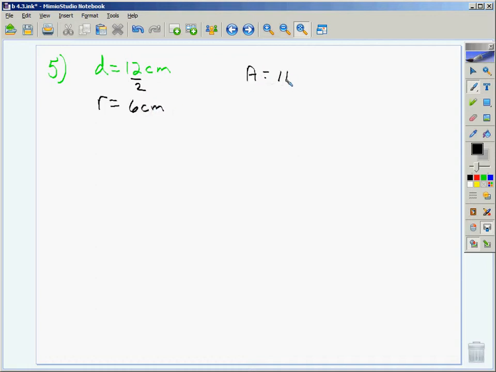The area is pi times r squared. 3.14 times 6 times 6 is 113.04 centimeters squared. Okay? Are we good with that page now?